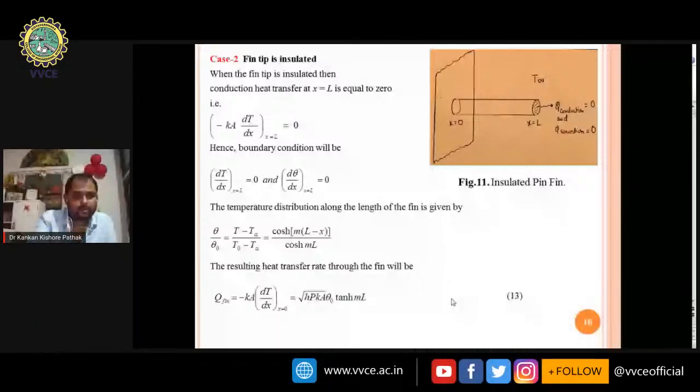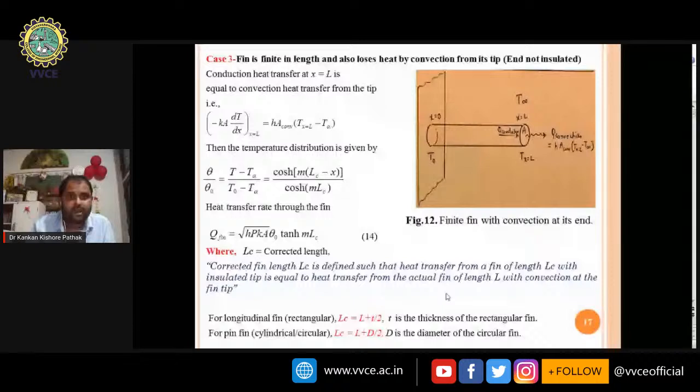So it will not be a problem for anyone, because we can study from the books also. Now case 3 is also a similar thing. The fin is finite in length and also loses heat by convection from its end.